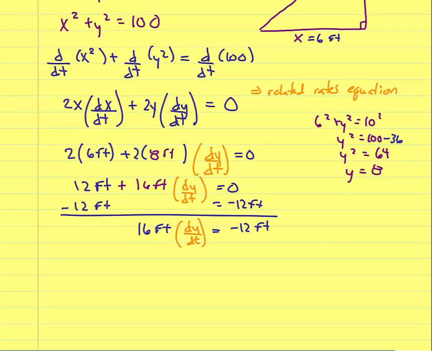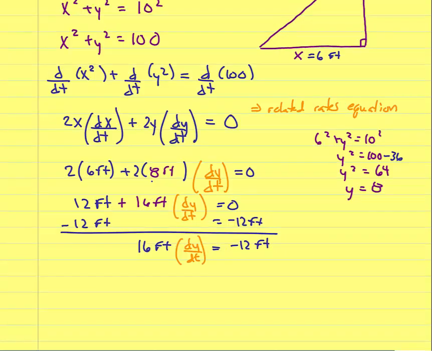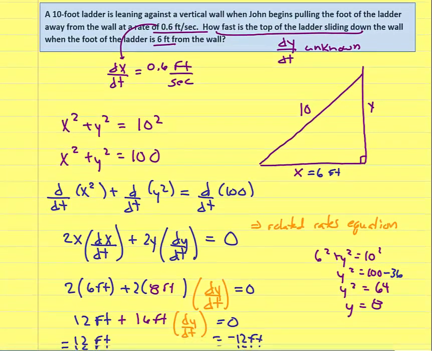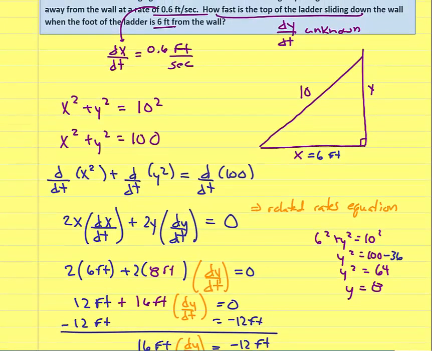But there's one thing that we forgot to have in here. Here's my 2 times x, 2 times 6. I forgot to put in that dx/dt. And that was information that was given. dx/dt is 0.6 feet per second. So I'm going to sneak that in right over here. That's 0.6 feet per second. Okay, so that's going to change this a bit.